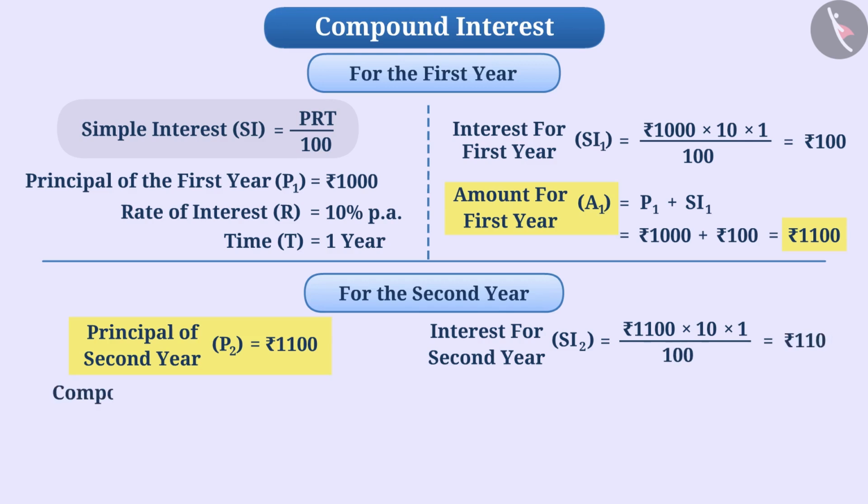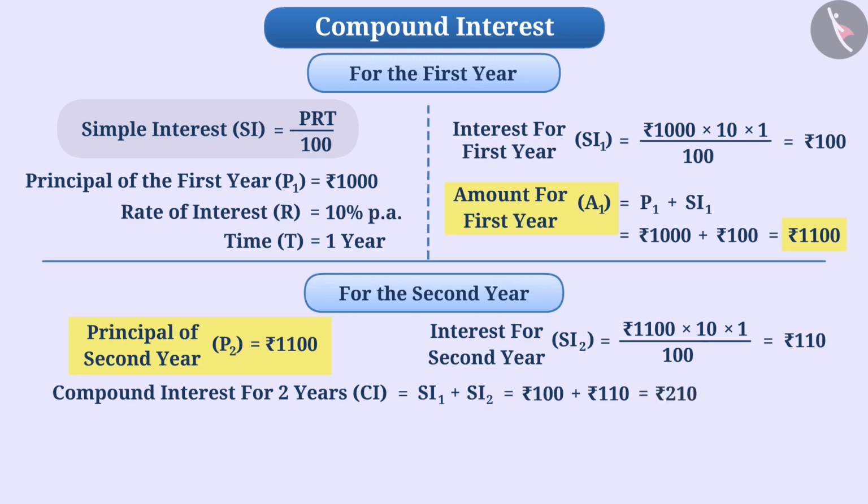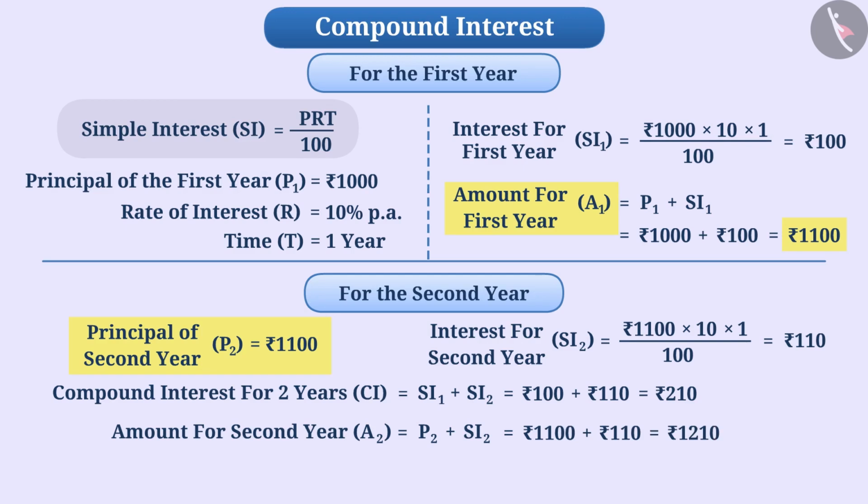In this way, compound interest for both years CI is SI1 plus SI2, which is equal to rupees 100 plus rupees 110, which is equal to rupees 210. Here, after 2 years, the amount A2 is equal to the principal of the second year P2 plus interest of the second year SI2, which is equal to rupees 1100 plus rupees 110, which is equal to rupees 1210.